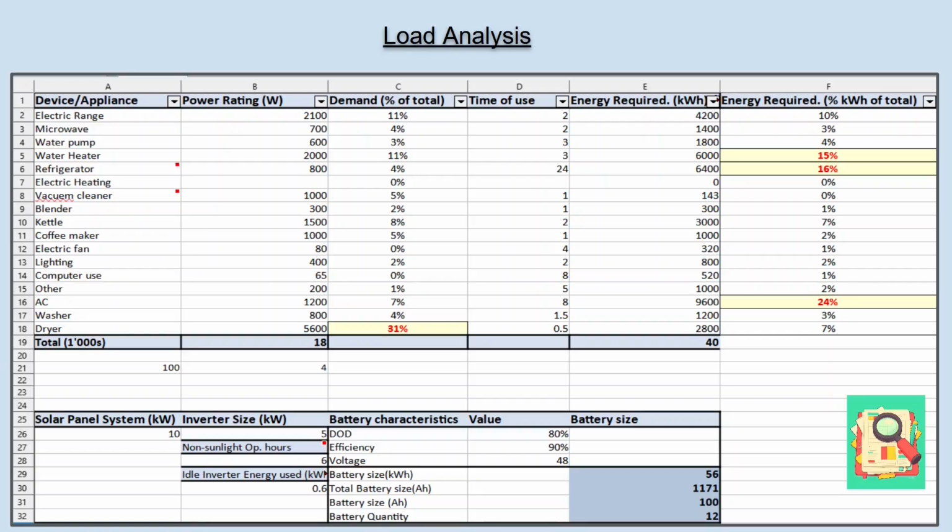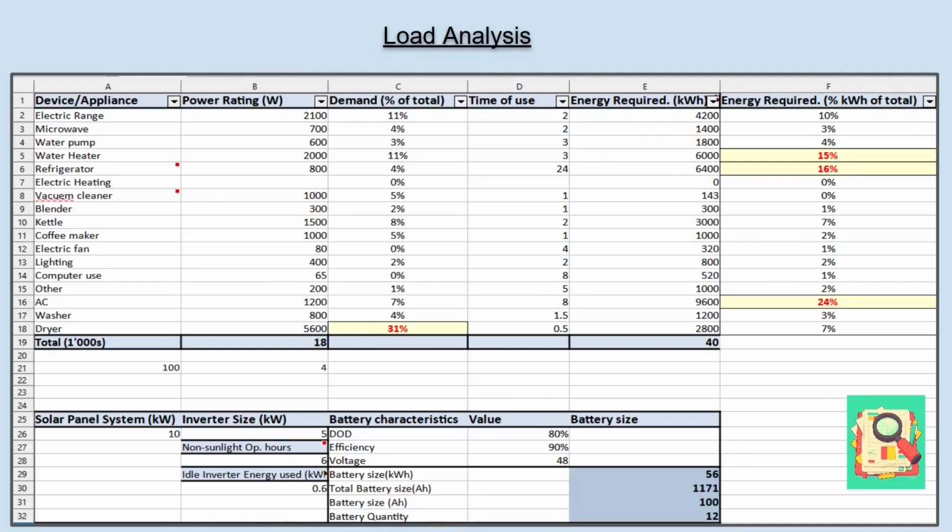Summing the energy for each device and appliance, we see that the total adds up to 40 kilowatt hours a day. Additionally, if you look at the last column, the energy required in terms of percentage of total energy for a given day, we see that the water heater, refrigerator, and AC use the most amount of energy out of any of the devices. We also see that the dryer places a significant demand on the grid, equaling 31%.